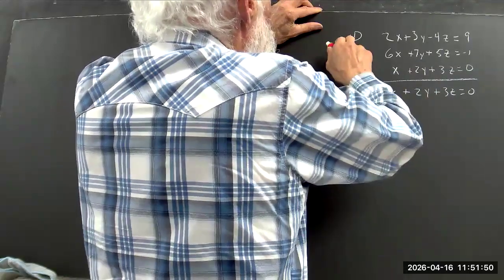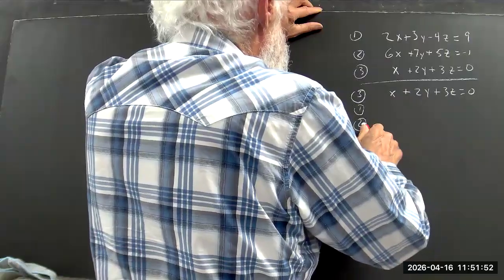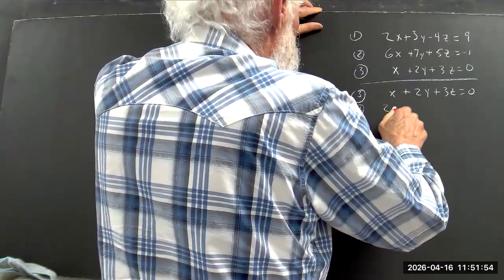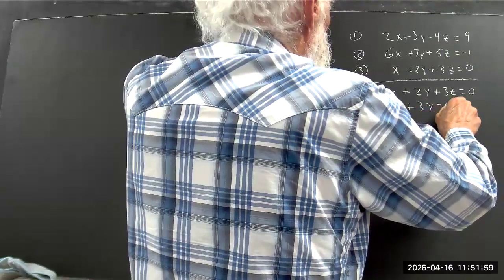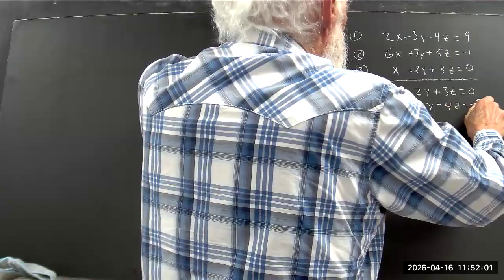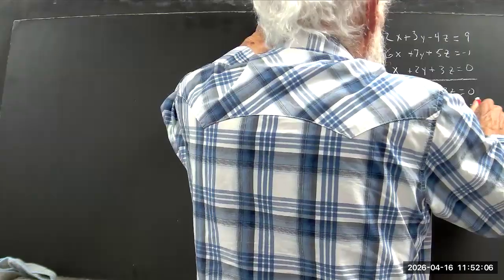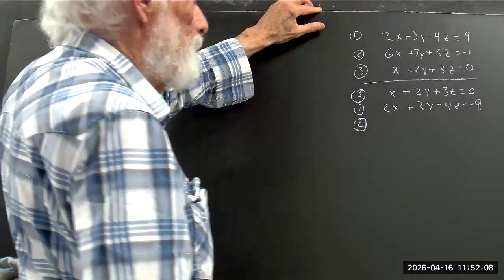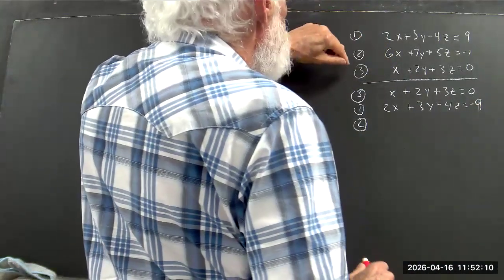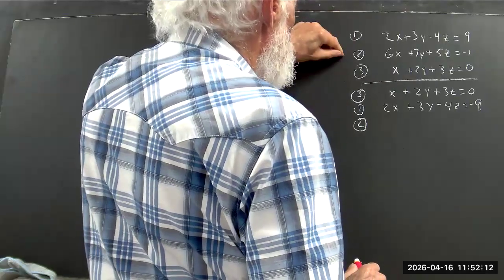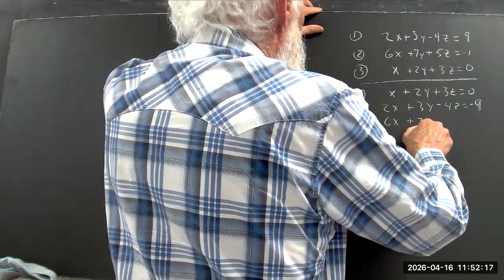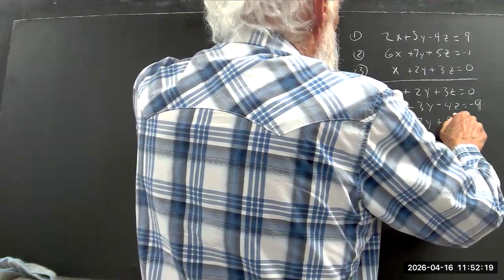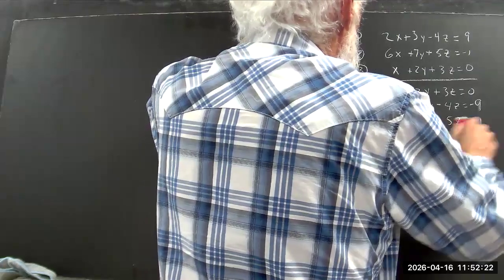Okay, equation 1 was 2x plus 3y minus 4z equals 9. That'll be the second equation now. Gotta watch my eyes here. Okay, that works out. And then the third equation will be our old equation 2, which is 6x plus 7y plus 5z equals -1.